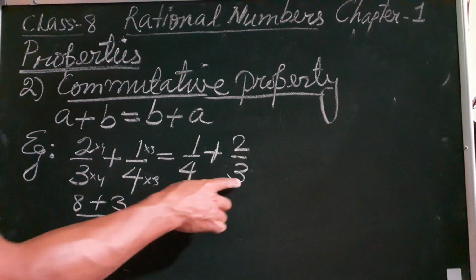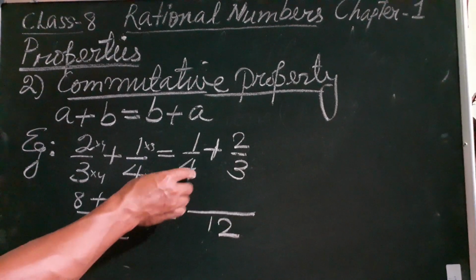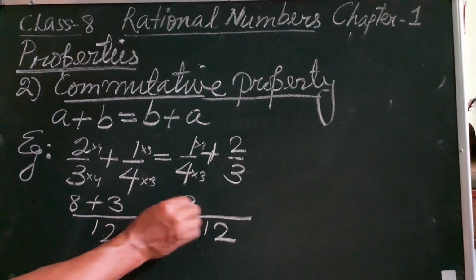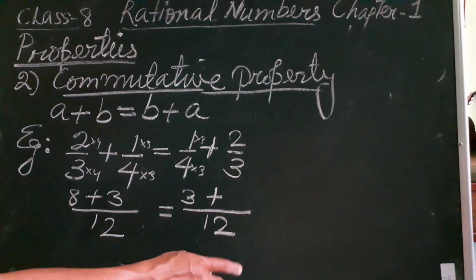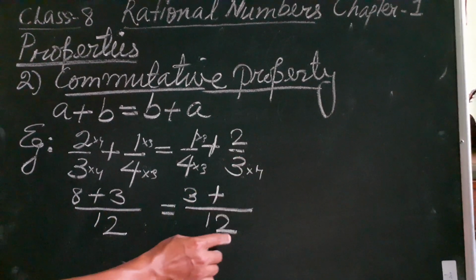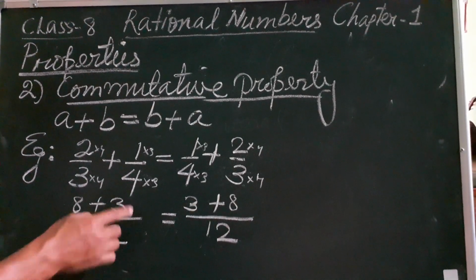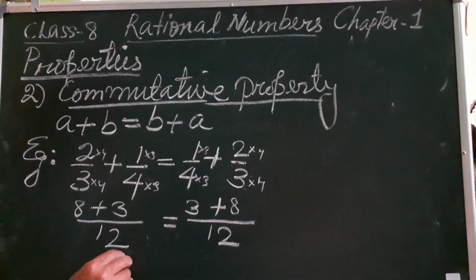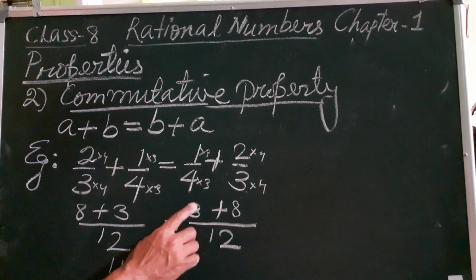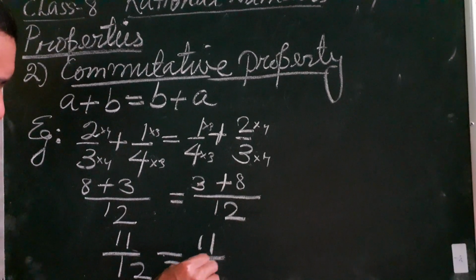Again here 4 and 3, LCM is 12. 4 into 3 is 12. 1 into 3 is 3, plus 3 into 4 is 12, 2 into 4 is 8. 8 plus 3 is 11, so 11 by 12. This side also 3 plus 8 is 11 by 12.